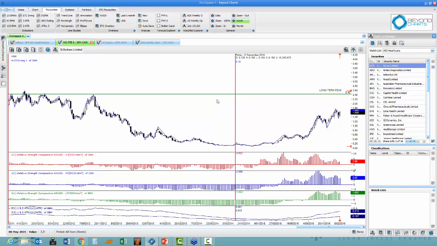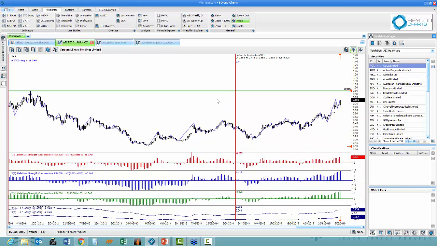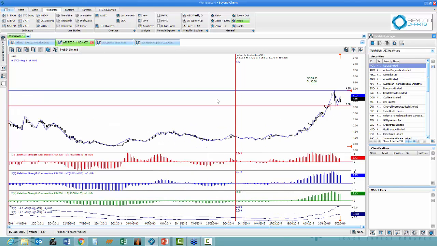The other ones that were on the list there, I'll just go back up through those. Saracen we had a look at. One that does actually meet the bill is HUB, Hub24. Has actually been performing very, very strongly over the last, certainly over the last 6 months or so as a minimum. It does have a fairly wide stop, but again, you need to just adjust your position sizing on that.